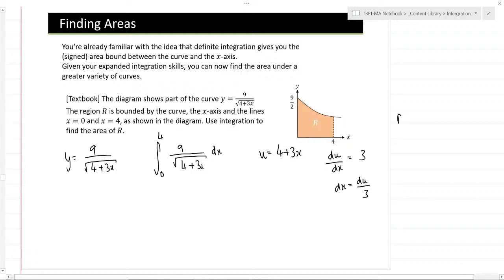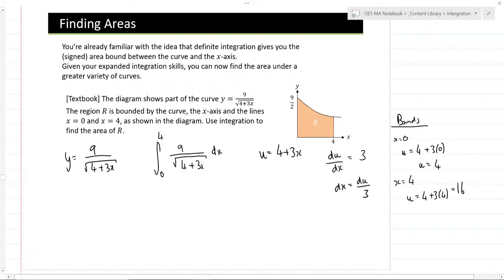So let's put bounds over here. Because don't forget, 0 and 4 are x values, and I'm doing everything in terms of u. So for x equals 0, I need to sub into my substitution, u is equal to 4 plus 3 times 0. So u is equal to 4 for that one. And for x being equal to 4, u is equal to 4 plus 3 times 4, which is equal to 16.